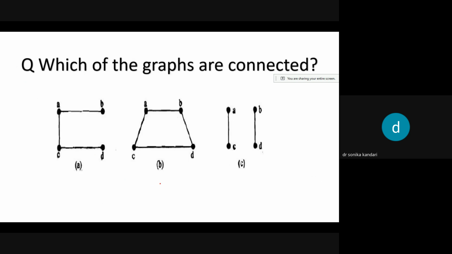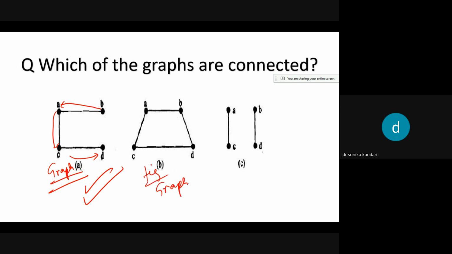Can you see these graphs on your screen? Graph A. Tell me whether it is connected or not. Is it having connected components or not? Yes, it is connected. See, from B I can move to A, to C, to D. Now come to graph B. Graph B is also connected. From B you can come to D, and from B you can also come to C. From A to B, A to D is possible. A to C, A to D is possible.